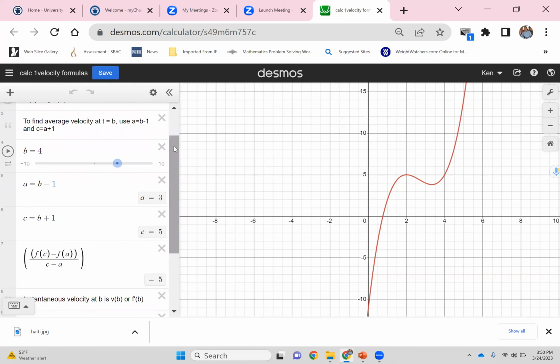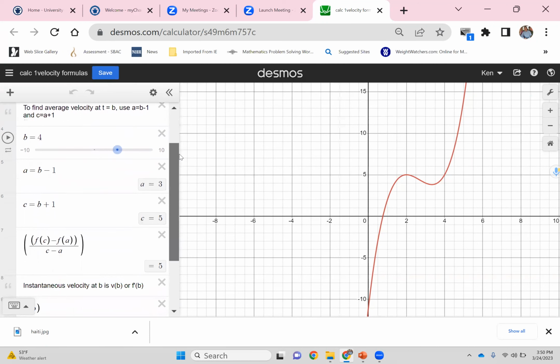And it does the rest for you, which is what's amazing. It'll find an A value, it'll find which is 1 less than the B value, it'll find a C value, which is 1 more, then it'll do F of C minus F of A over C minus A, and this value right here is your average velocity.